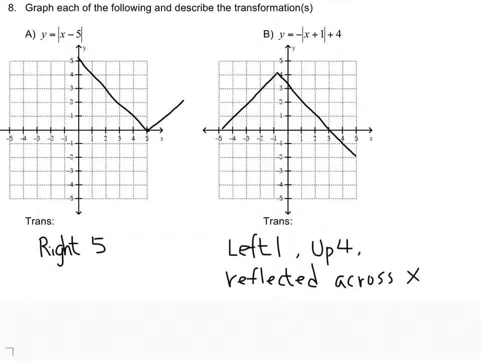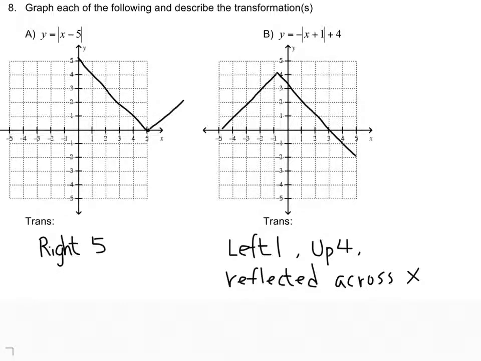Question number 8. Graph each of the following and describe the transformation. So first, letter A, we have y equals the absolute value of x minus 5. It's basically x minus h. 5 is the h parameter we discussed before. H means moving left or right horizontally. So 5 is a positive number, so moving everything right 5 units.